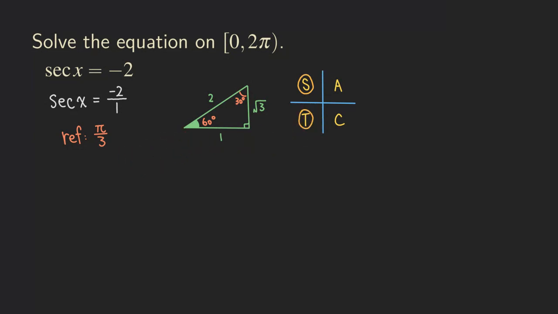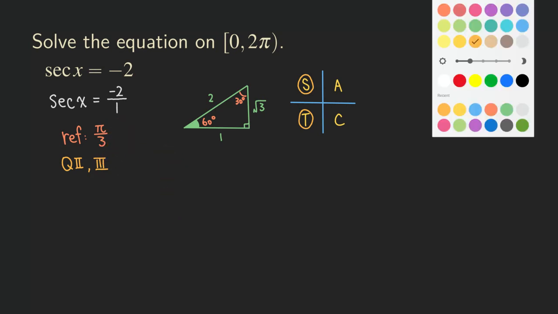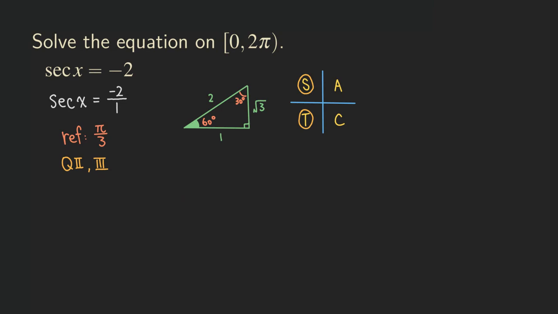Okay, so let's write it down. The quadrant that the angle belongs to would be quadrant 2 and quadrant 3. Those two pieces of information are what we need: the reference angle and the quadrants that the angle lies in. And then we can write down our solution. So let's go back to the problem and start writing down our solution.